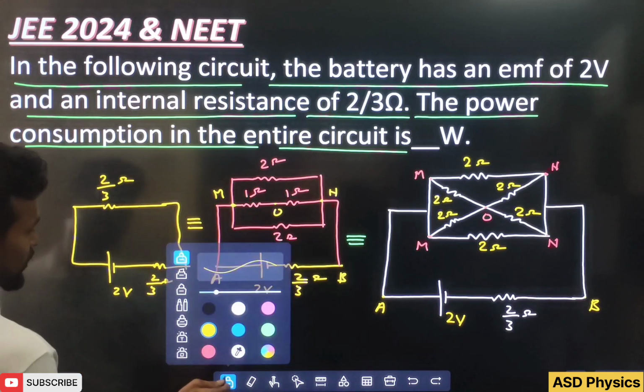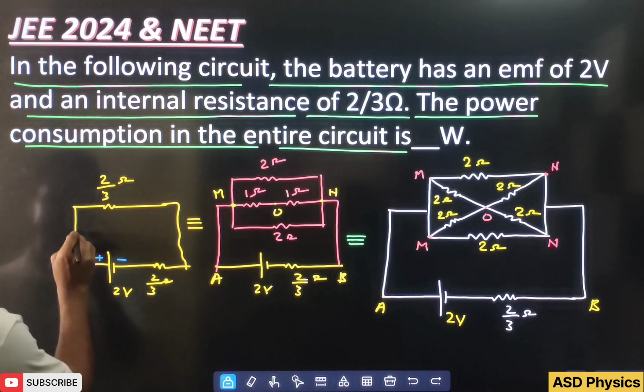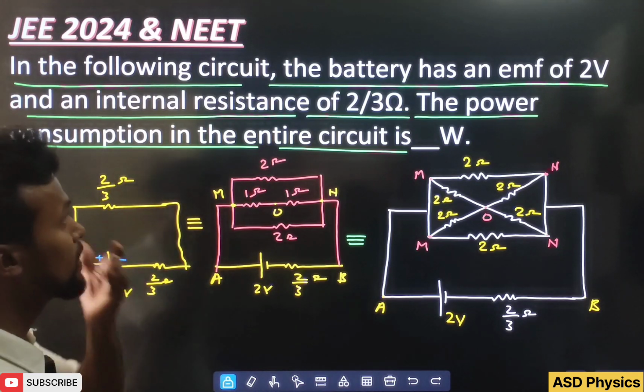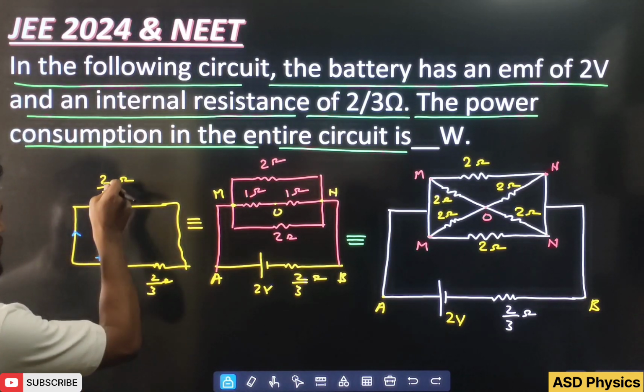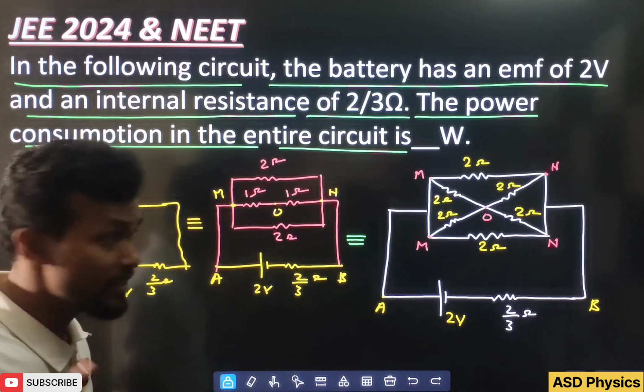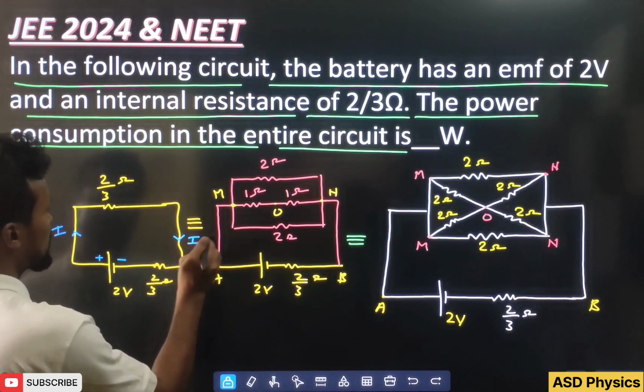Okay, and now the circuit is very well simplified. This is plus, this is minus, no? So what they are asking here is the power consumption in the entire circuit. Remember that this 2 by 3 and 2 by 3 are connected in series. Why? Because if current I goes here, then here also current I will come.